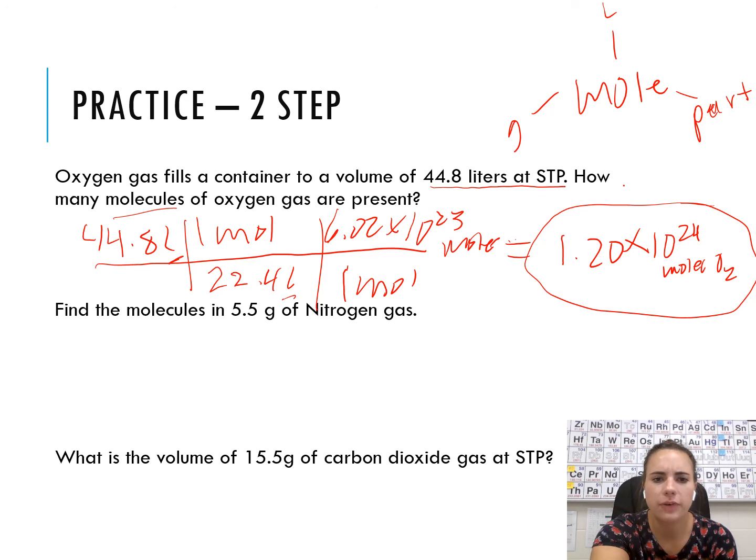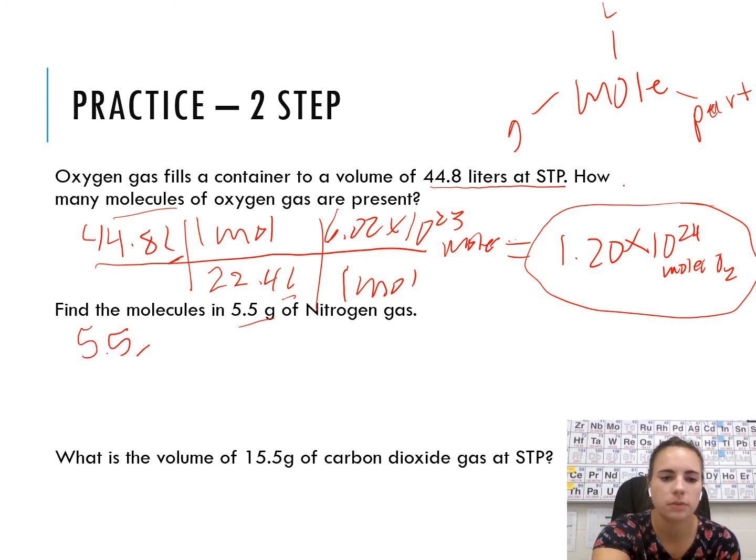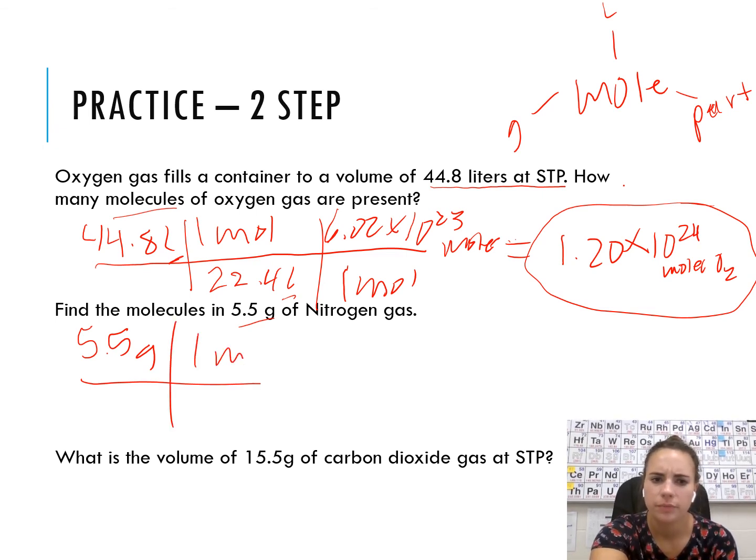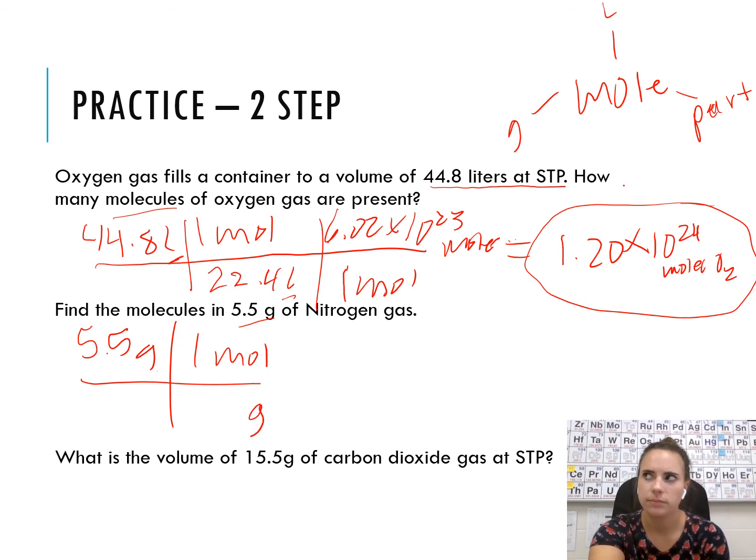Find the molecules in 5.5 grams of nitrogen gas. Okay, so I'm starting with 5.5 grams. Now I know I have to go to a mole, and I have to have grams down here to cancel that out. Well, I don't know about grams in a mole. Molar mass. So I look at the periodic table, and nitrogen is 14.01. But remember, the formula for pure nitrogen is N2. So I have to do 2 times 14.01 to get 28.02.